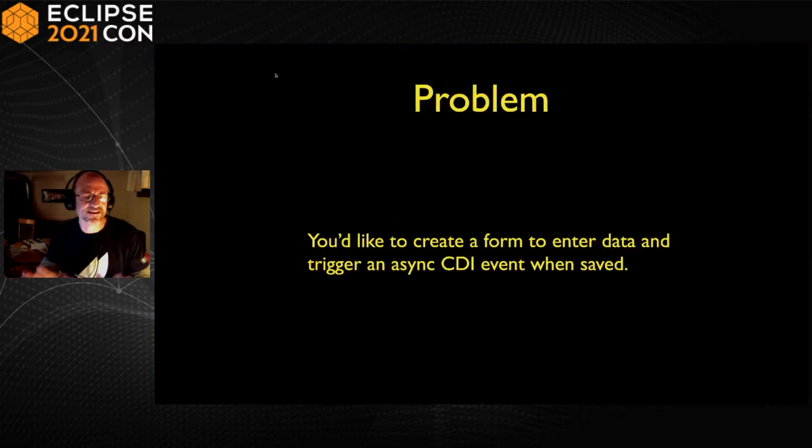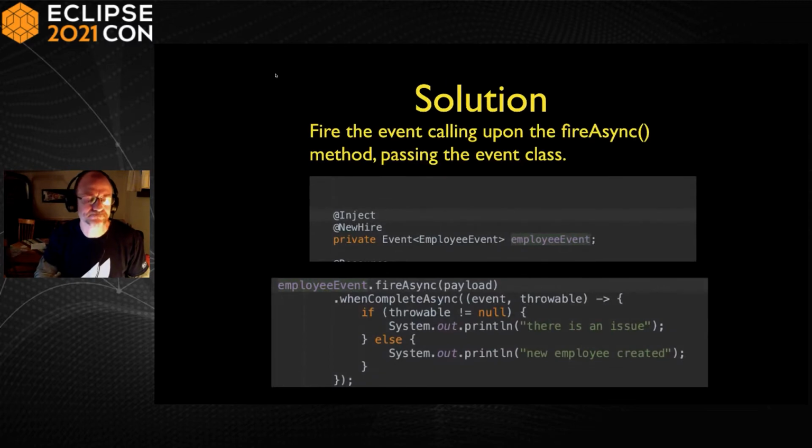In this situation, what we would like to do is enter an employee into the database. When I'm doing that, I want to use a CDI event to initiate a message, let's say, to indicate that the employee has been entered. So in the solution here, we're going to fire an event using CDI and call the fireAsync method, passing the event class. Basically, the employee event class is just a POJO. I'll show you that in a second.